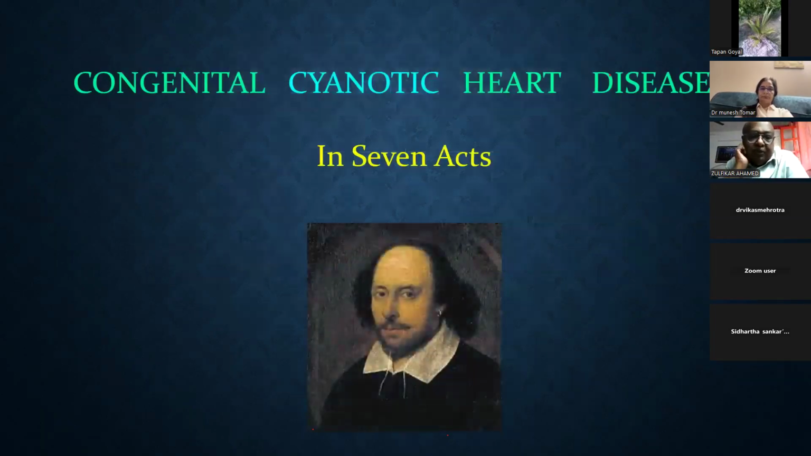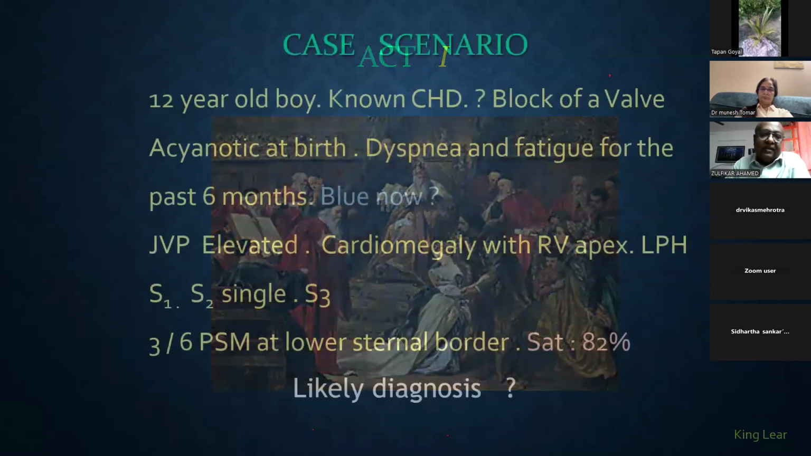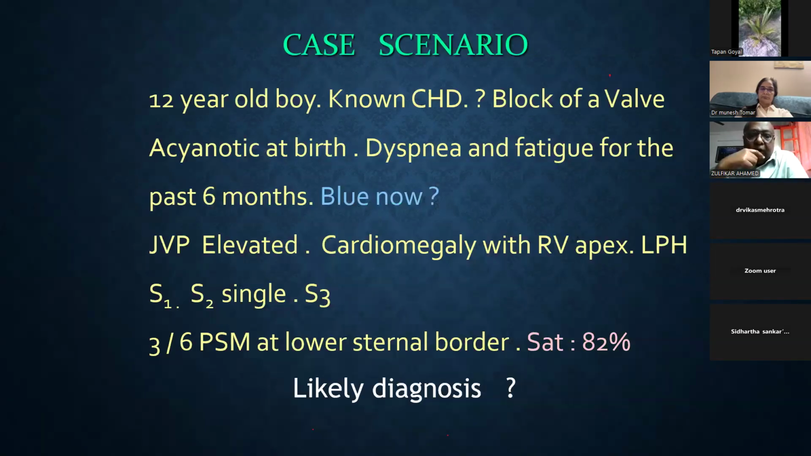So I propose to discuss this cyanotic heart disease clinical scenario in 7 acts. The first act is an older boy, with non-cyanotic heart disease from infancy. Possibly due to a block of a valve, he was not blue at birth, now has become blue and becomes symptomatic. JVP is elevated with a single S2. There is some cardiomegaly also, with a parasternal heave and a pansystolic murmur of tricuspid regurgitation.